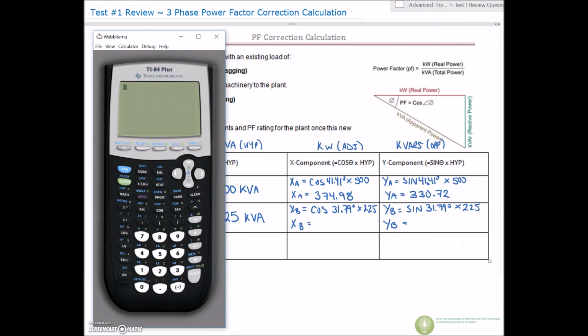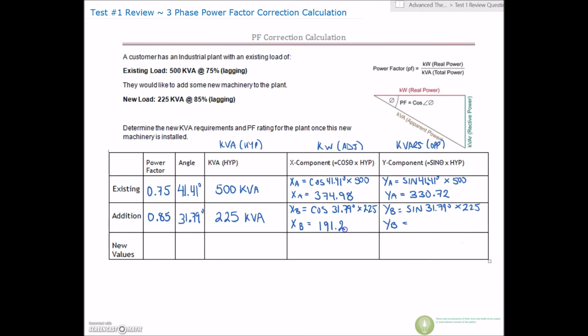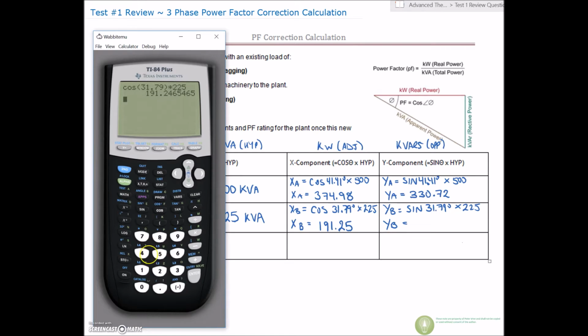Okay, so we've got the cos of 31.79, multiplied by our kVA of 225. That gives us 191.25. Then we're going to take the sine of 31.79, multiply that by our hypotenuse of 225 kVA, and that gives us 118.53.